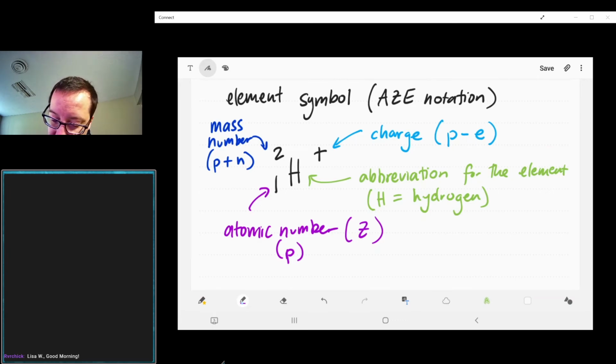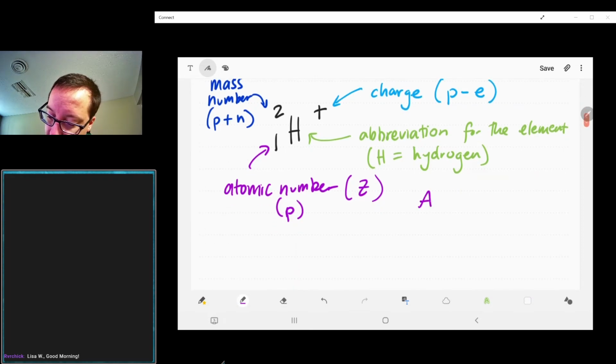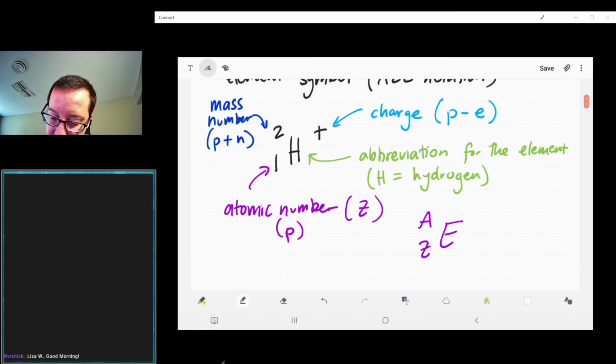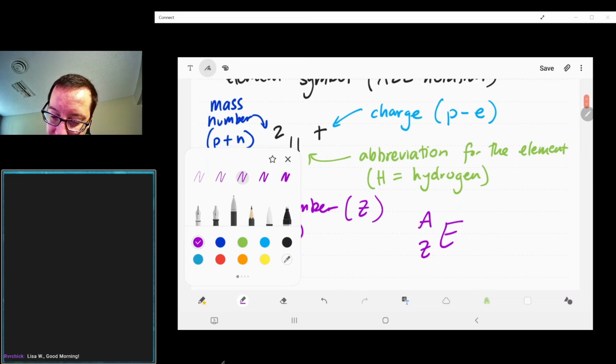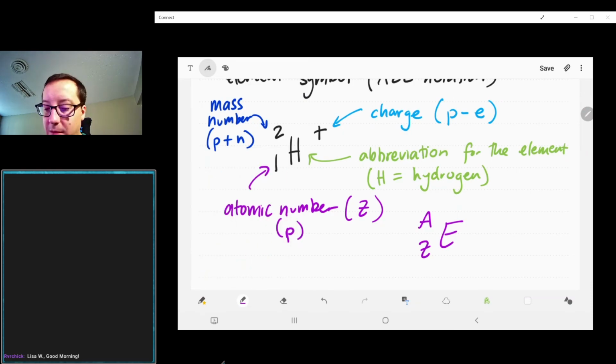This is called AZE notation because it follows this pattern where you have the mass number, which is A, the element symbol, the abbreviation, which is E, and then you have the atomic number Z down there. And so you're going to see that in this particular case, our element is hydrogen. We have a mass number of 2 and a charge of +1. And from all of this information here, we can figure out the number of all of our subatomic particles.